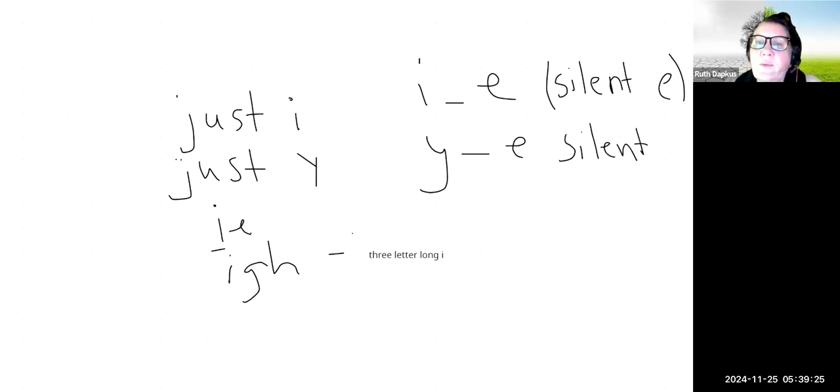Okay, so look at your spelling words for this week, because you have lots of different spelling patterns. We're going to go through that as well, because wow, that's a lot of different spellings. The long I sound is when it says the name of the letter. So it sounds like I, right?